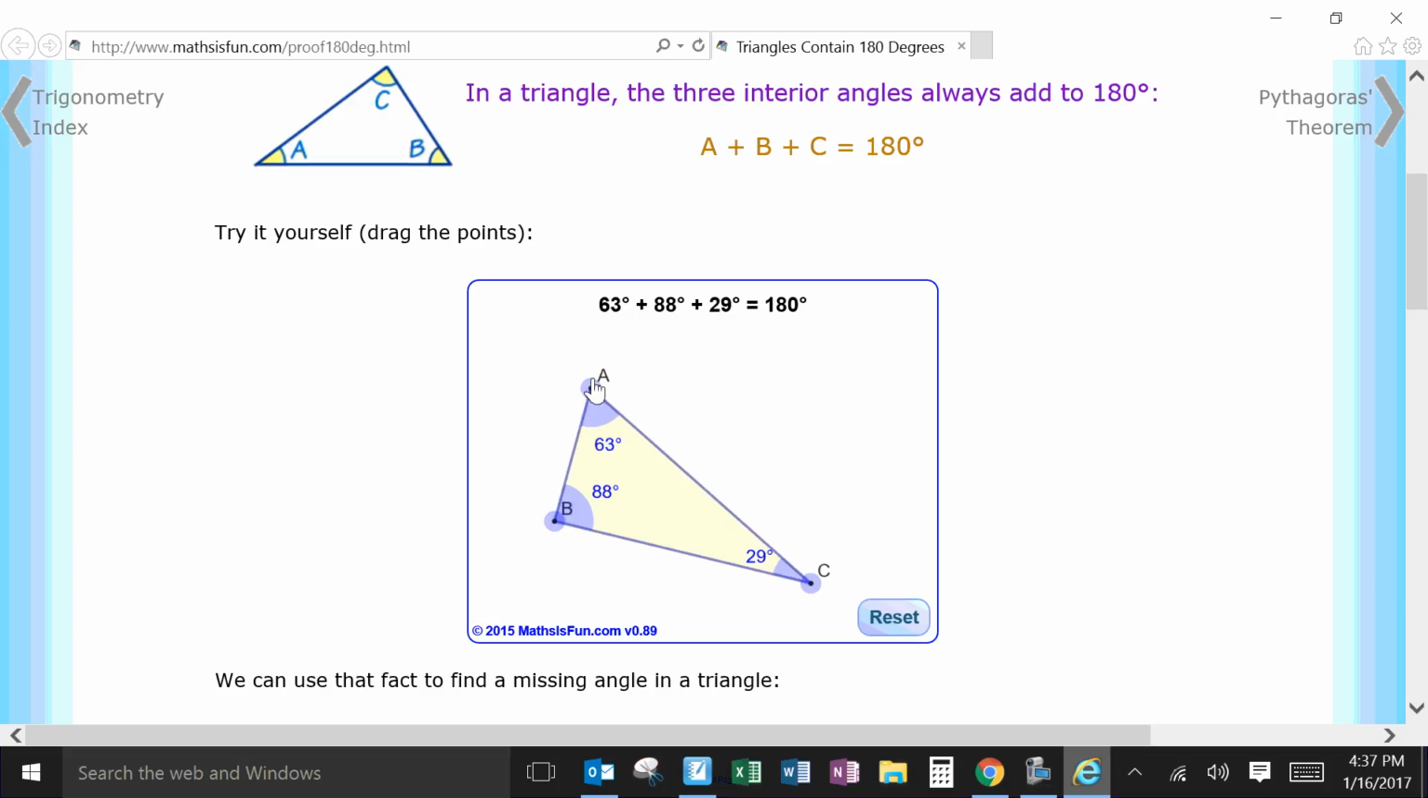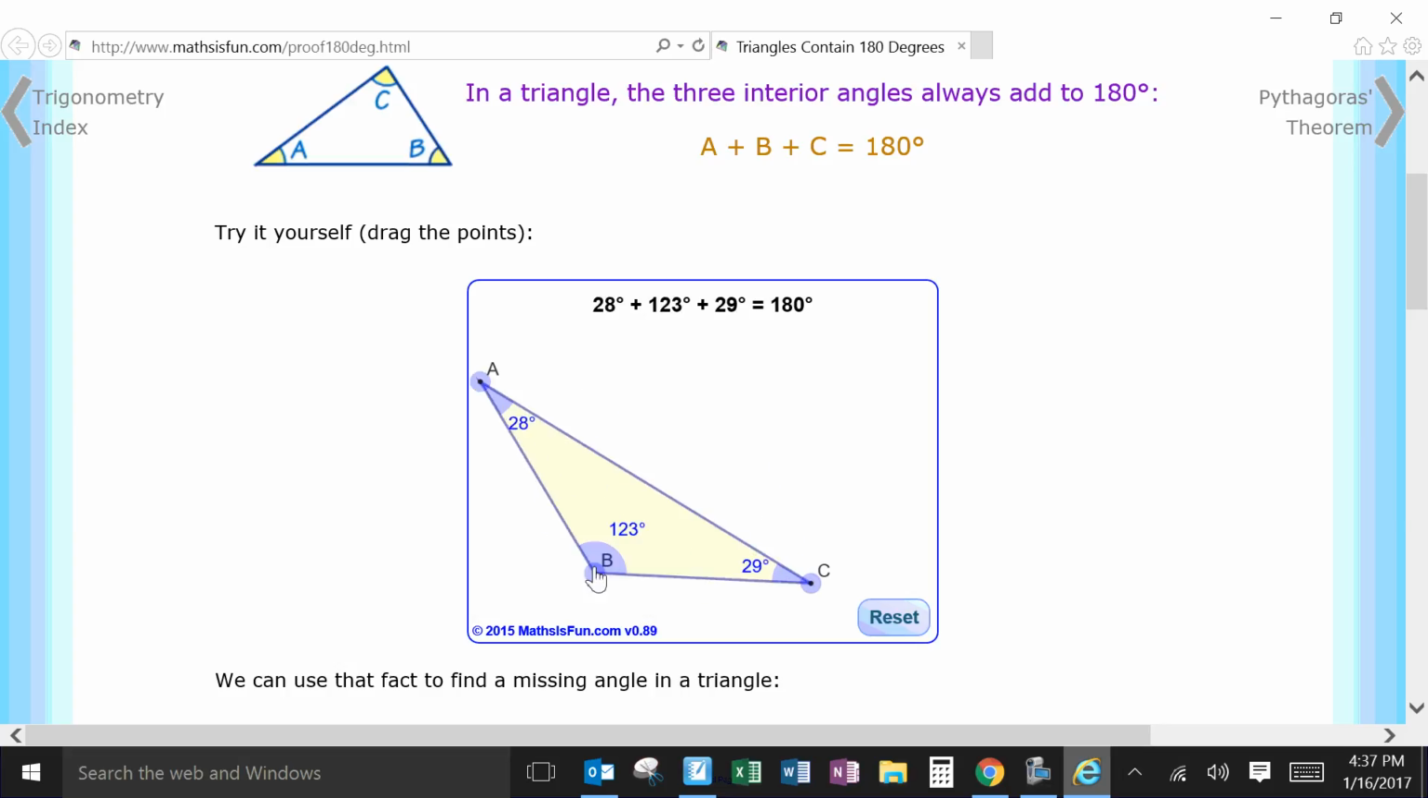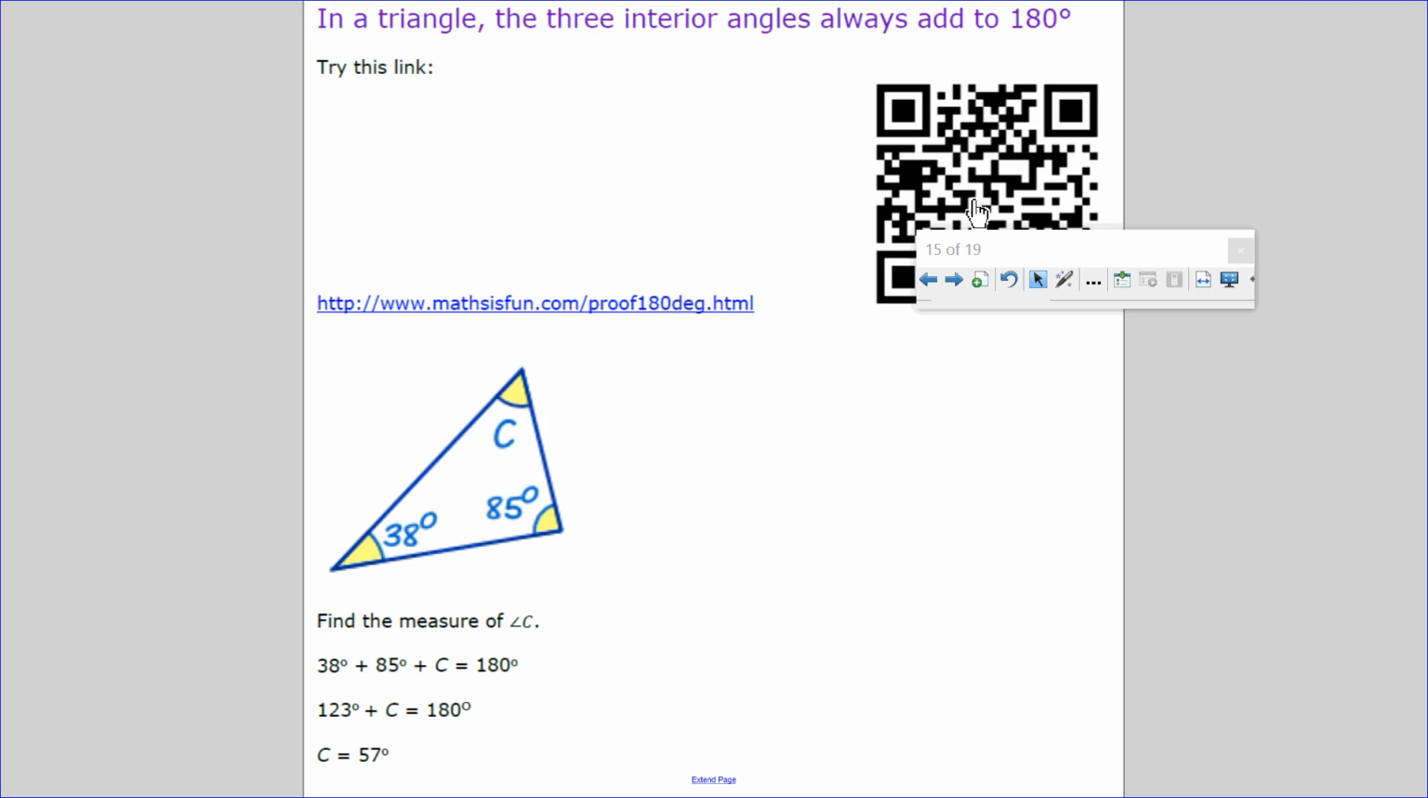Like for example, if you have a 90 degree or right triangle, it still adds up to 180 degrees. If you have 3 acute angles, it will still add up to 180 degrees. If you have an obtuse triangle, oh, I can move that here too. Ooh, nice. Then it will also still add up to 180 degrees. No matter what, the interior angles always add up to 180 degrees.